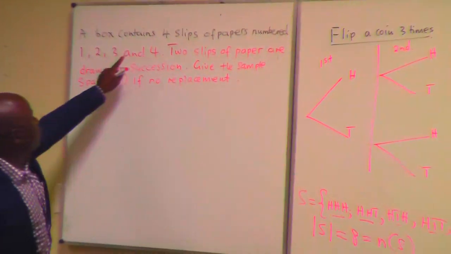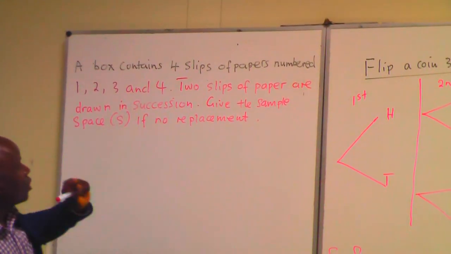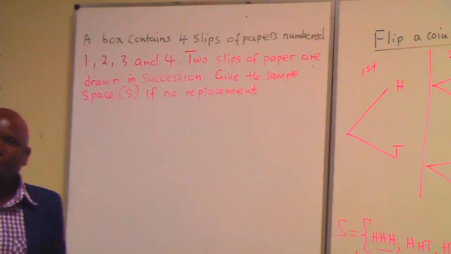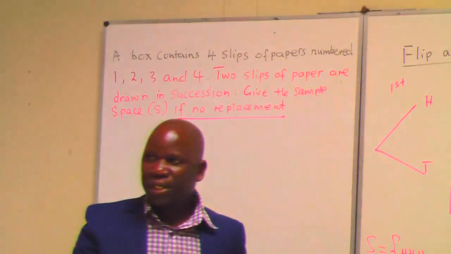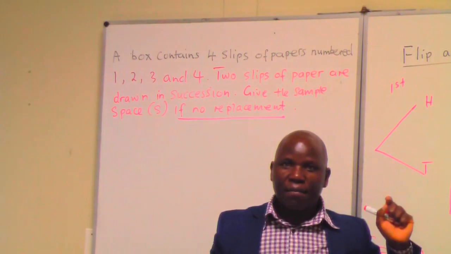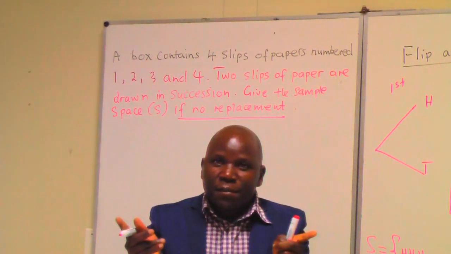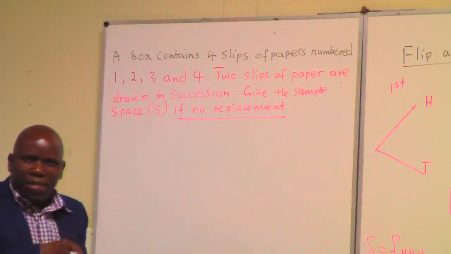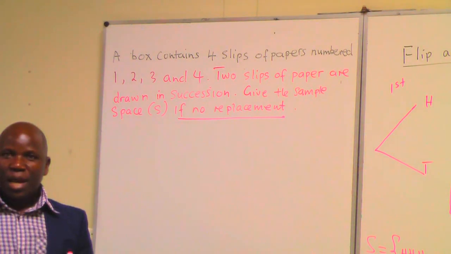Now let us move to a box containing 4 slips of paper numbered 1, 2, 3, and 4. 2 slips of paper are drawn in succession. Give the sample space if no replacement. This is very, very important. We need to understand we are talking of no replacement. So what happens, we can still use the probability tree diagram. But what differs now is that our tree diagram will not have 2 branches, because when a box has 4 slips of paper, every time you pick a paper, there are 4 possible outcomes.